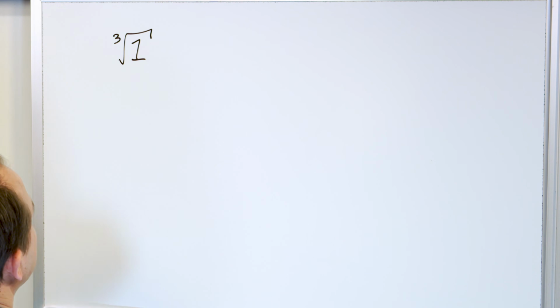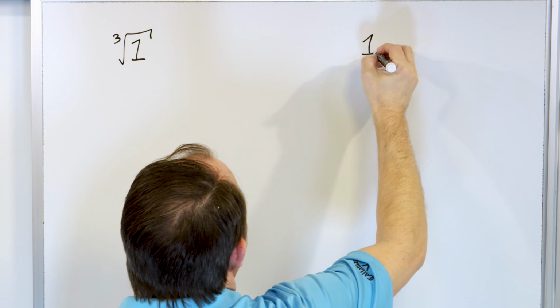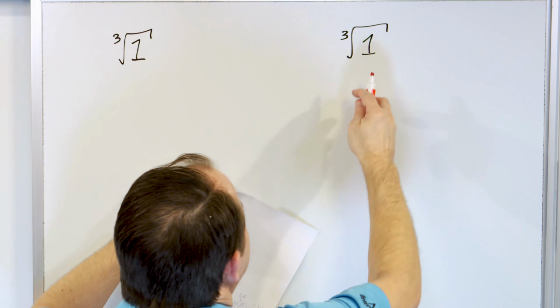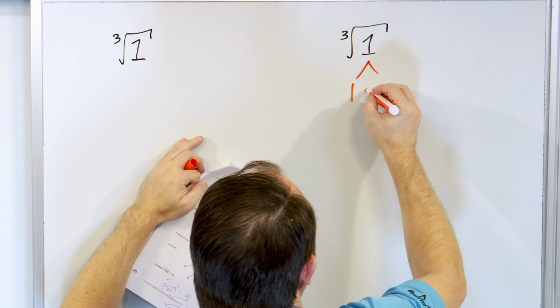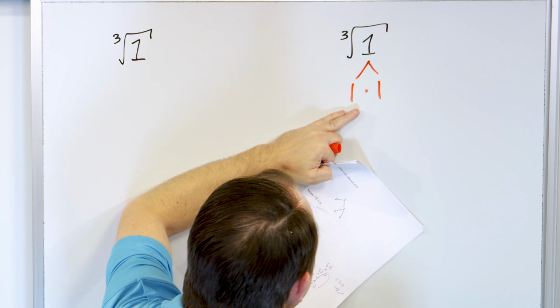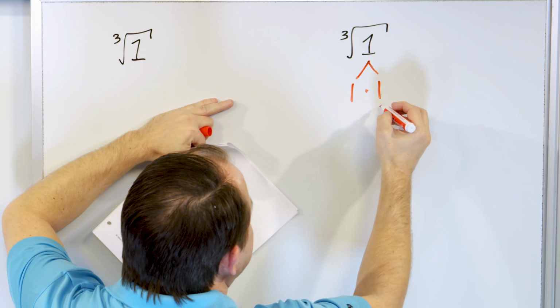All right, so let's go ahead and build a factor tree, right? 1 under a factor tree right here. And you ask yourself, well, what times what is 1? Well, 1 times 1 is 1. Now, if this were a square root, you would just stop here and circle these 2 because you have a pair. But I'm looking for triplets, and so I need to keep going.